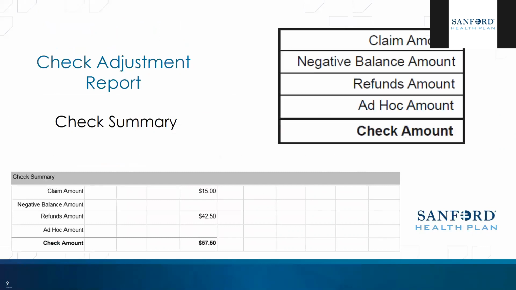The check summary portion summarizes anything that affects the check. The claim amount is the total net payable of the claims on the explanation of payment. The negative balance amount is the amount applied to the check. The refunds amount equals refunds that have been processed. The ad hoc amount equals a payment made to make a previous check or checks whole. This amount should be applied to those claims. And the check amount will display the check or EFT total you have received or will receive shortly.